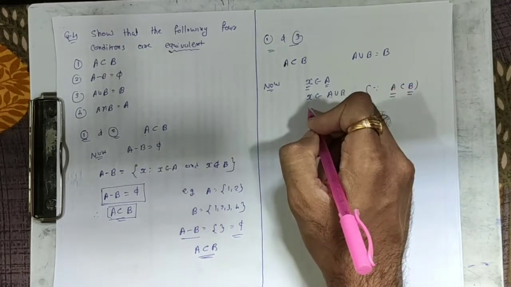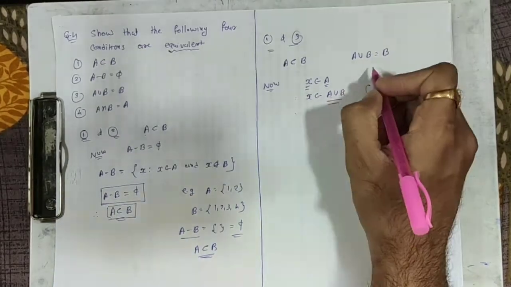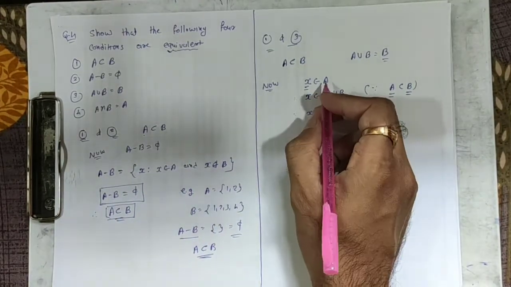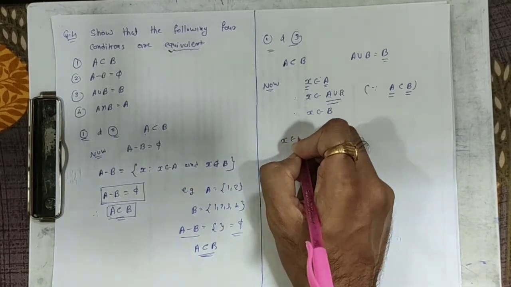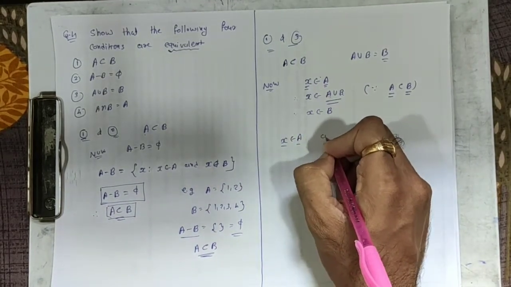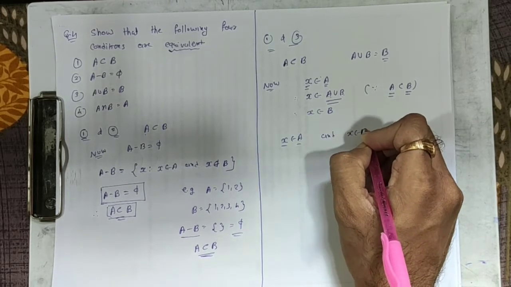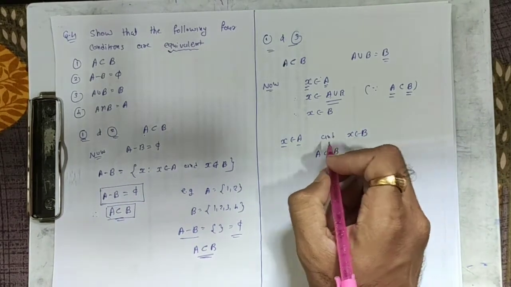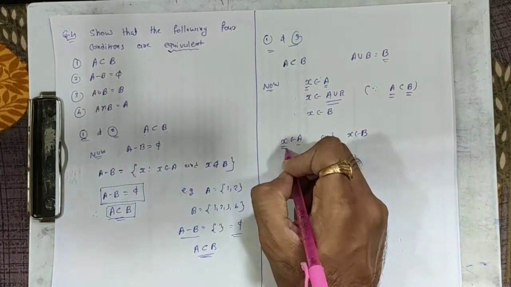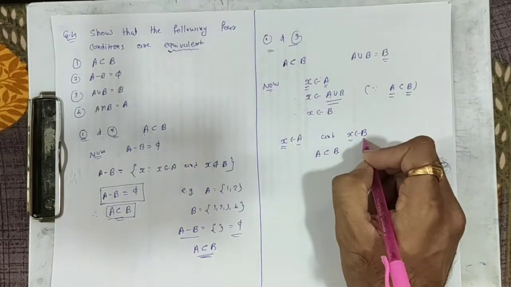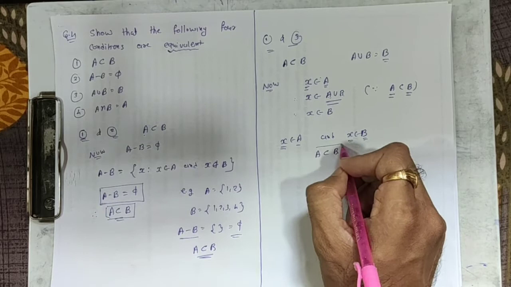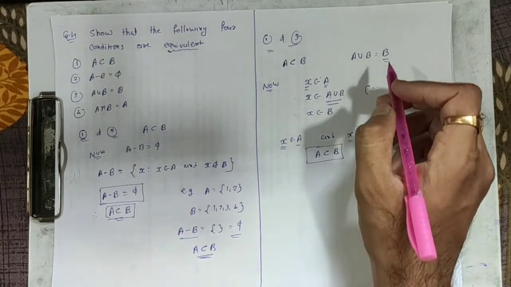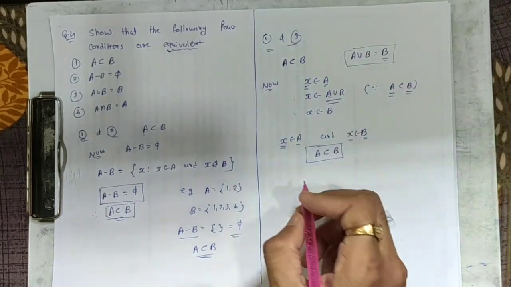Clear? So now next step, we are given that A union B equals B, so we can say that x belongs to B. So combining these both conditions, x belongs to set A and x belongs to set B, and that will be possible only when A is a subset of B. If x belongs to A, then it belongs to B. So this is the first condition. We have derived this first condition from the third condition, so these both conditions are equivalent.